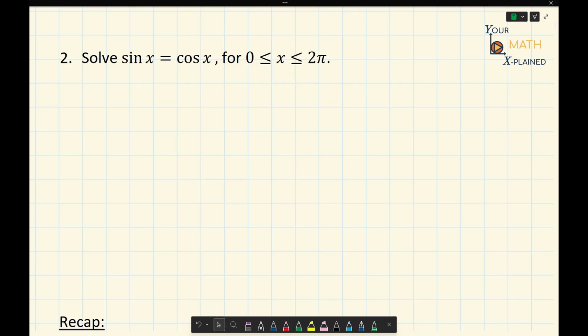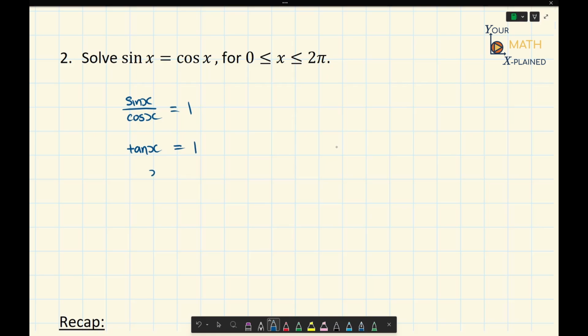For our last example, we're going to solve this trig equation here. We want to find where sine x is equal to cos x for x in between 0 and 2 pi. So using what we learned, we can go ahead and divide both sides of this equation by cos x. And that's going to give us sine x over cos x is equal to 1. But since we know that sine x over cos x is just tangent x, this is now just tan x is equal to 1. And we know that this is just a special angle.